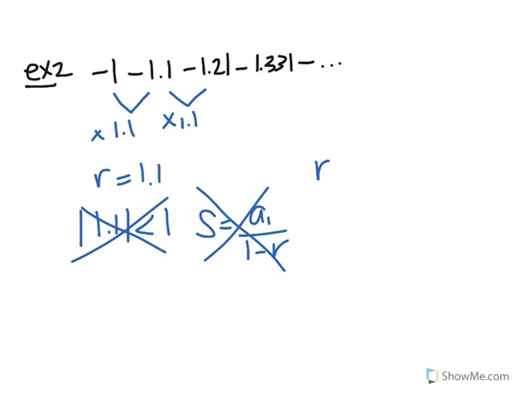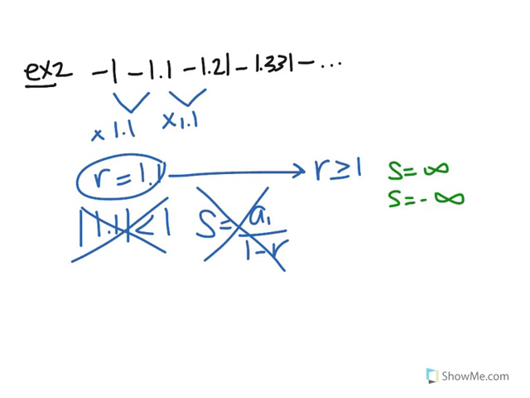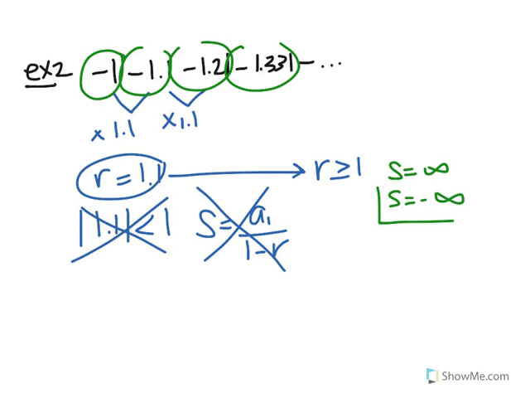So I go to the second case, case 2. Is r bigger than or equal to 1? Absolutely. So when this was the case, then that means the sum is either infinity or the sum is negative infinity. You have to pick. Well, look at the terms. When I add them together, they're becoming more and more negative. So that means the sum is negative infinity.